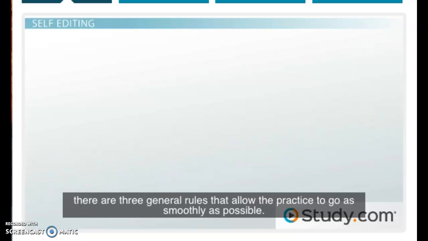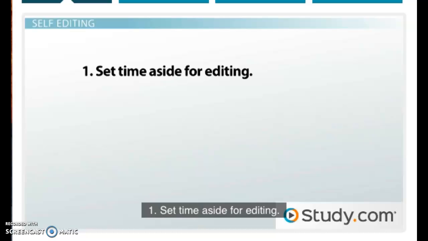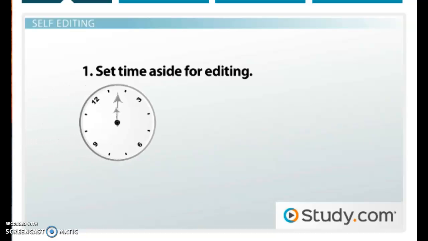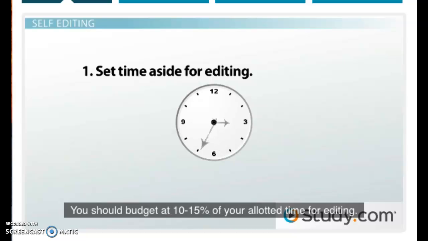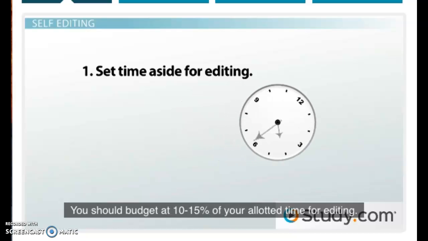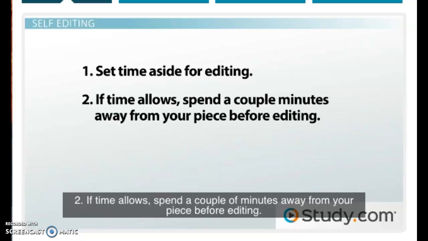When it comes to self-editing, there are three general rules that allow the practice to go as smoothly as possible. Number one, set time aside for editing. If you are writing a timed essay, make sure that you set aside some time for editing. You should budget 10 to 15% of your allotted time for editing. Number two, if time allows, spend a couple of minutes away from your piece before editing.